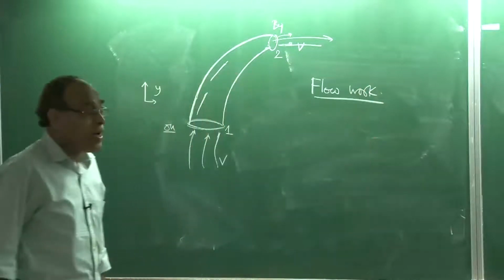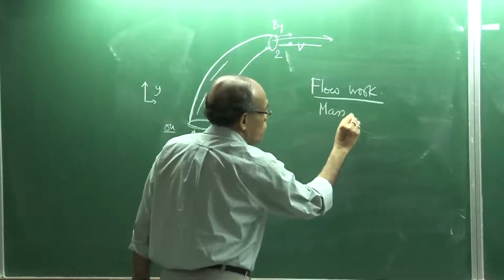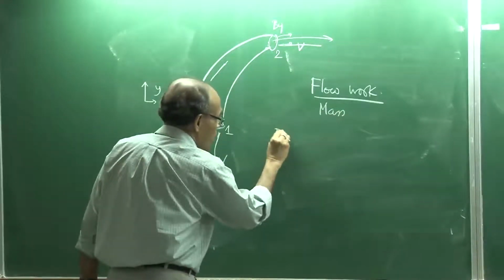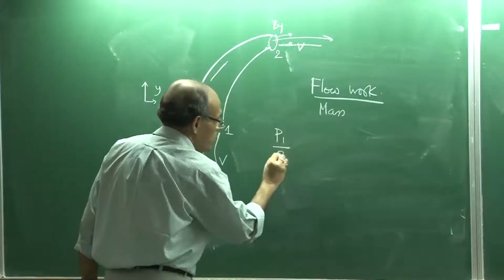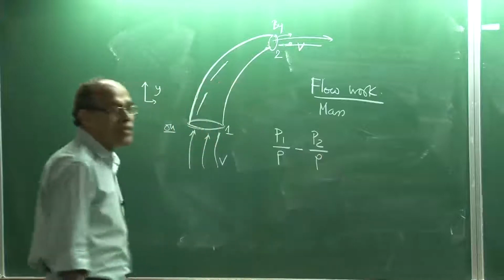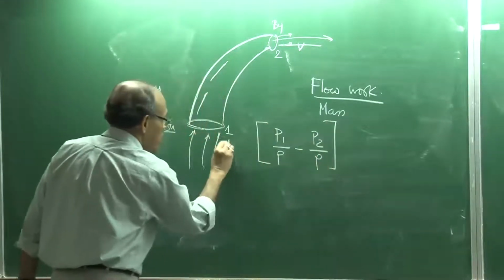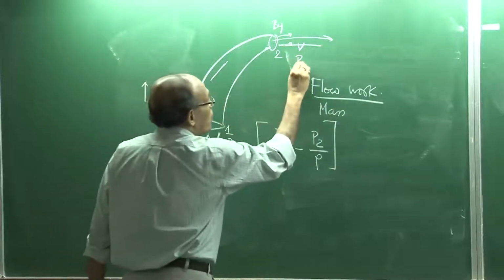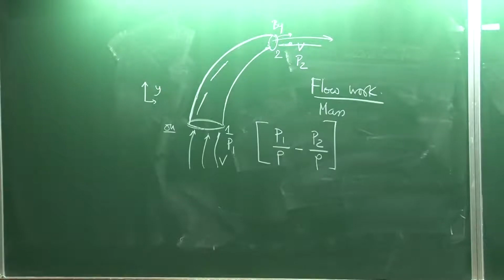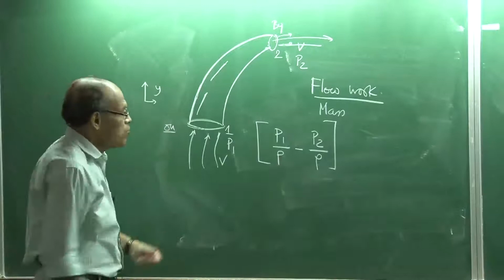And the flow work per unit mass is defined as P1 minus P2 over rho. That is the flow work. P1 is the pressure at this particular point, and P2 is the pressure at this particular point. That is what it is. So, this is a positive quantity. We have to pump it into the system.